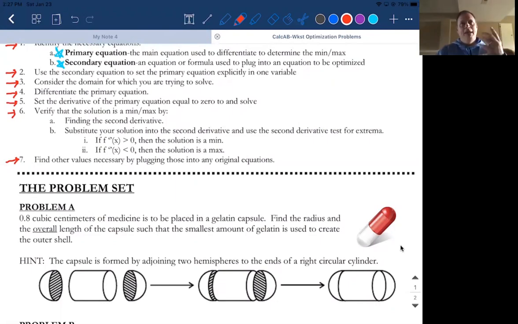And so we want it to be as small as possible, but still be able to contain the 0.8 cubic centimeters. So the capsule is going to be formed in this way. We've basically got a cylinder, and we've got two hemispheres that we've just stuck on both ends. So imagine almost like a can, and then we cut a tennis ball in half and put one half on one side, one half on the other. Okay. So we are trying to minimize the surface area. Okay. So that's the context of the problem that we are now going to be working through.